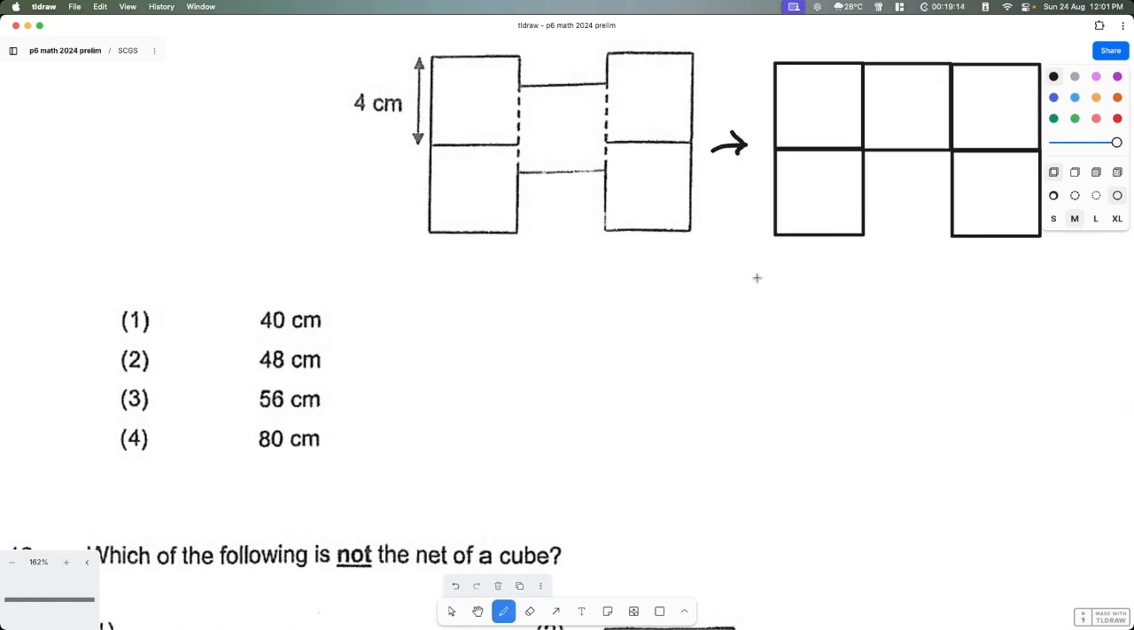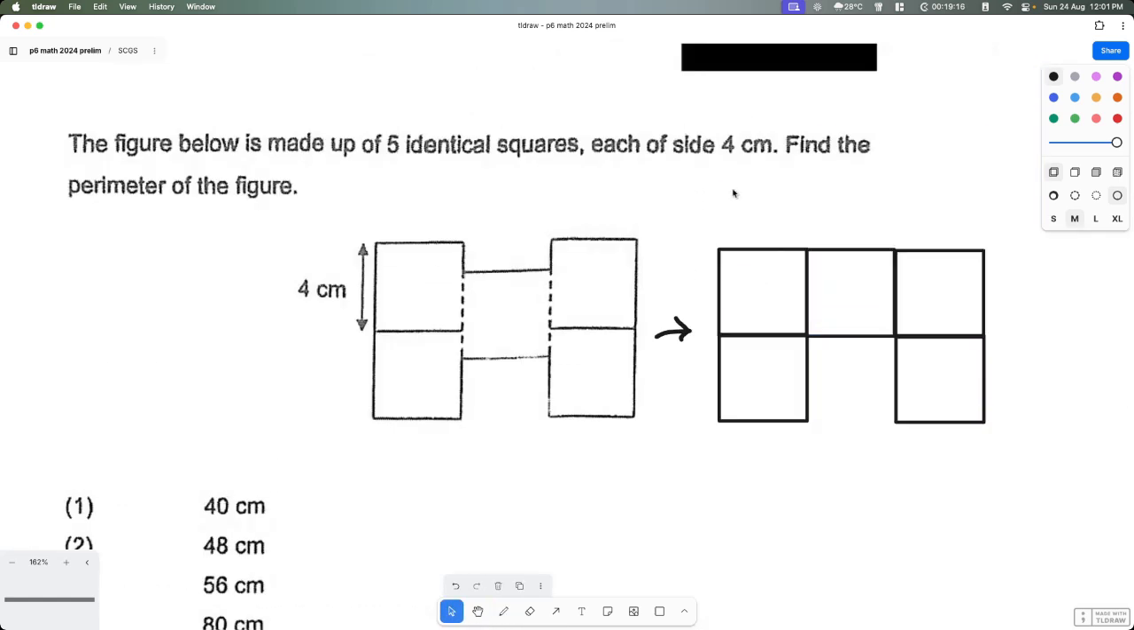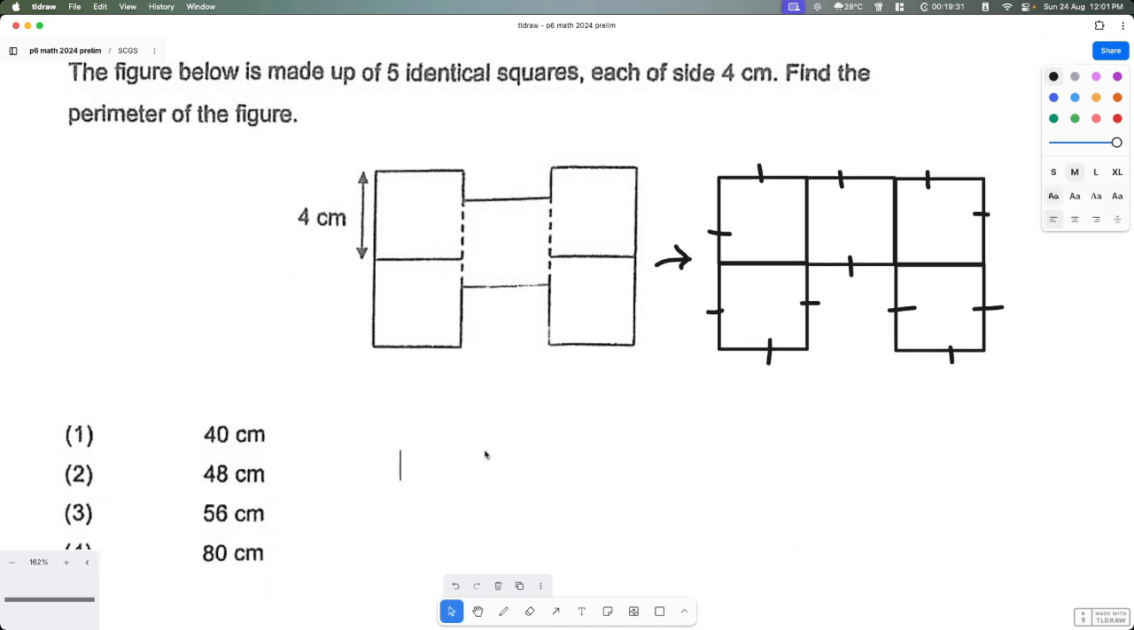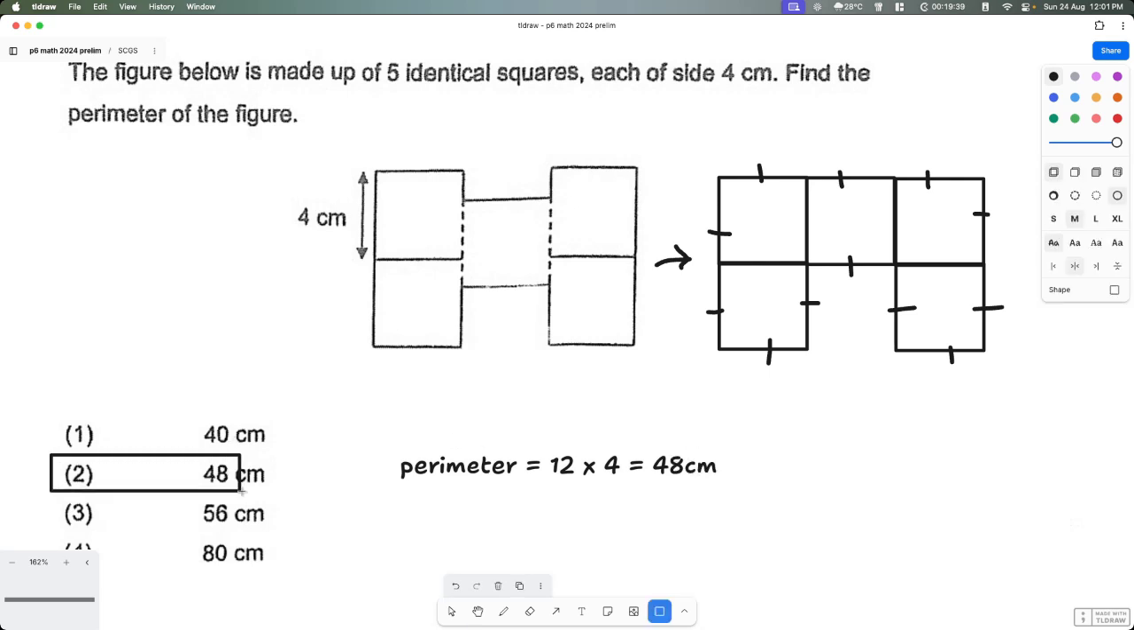Then we can just calculate the number of sides. So we have 1, 2, 3, 4, 5, 6, 7, 8, 9, 10. Oh, sorry, 11 and 12. Why didn't I count that? Okay, so that means perimeter is equal to 12 times 4, which is 48 centimeters. There you go, that's the answer. So that is for question number 9.